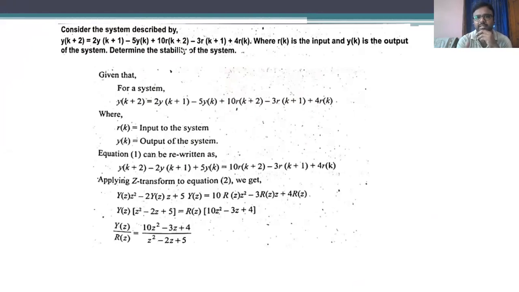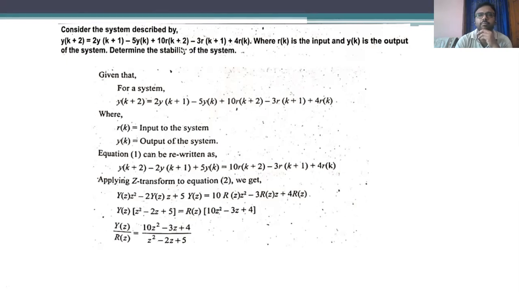That particular system is described by the difference equation. The difference equation he has given is y of k plus 2 is equal to 2 into y of k plus 1 minus 5 y of k plus 10 into r of k plus 2 minus 3 into r of k plus 1 plus 4 into r of k, where r of k is the input and y of k is the output. That means initially the difference equation has to be converted into the transfer function.